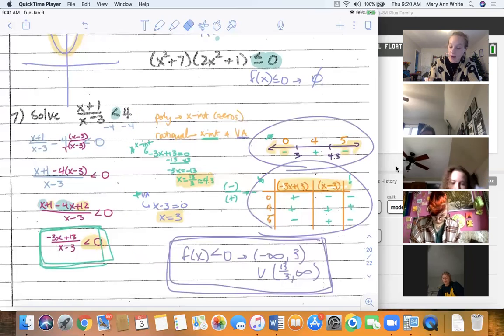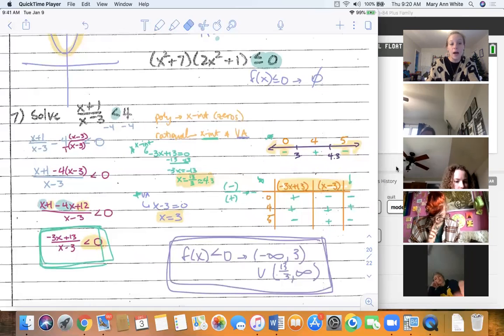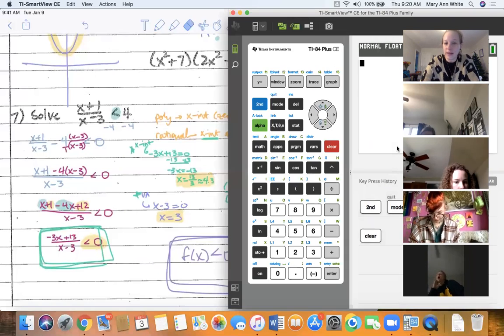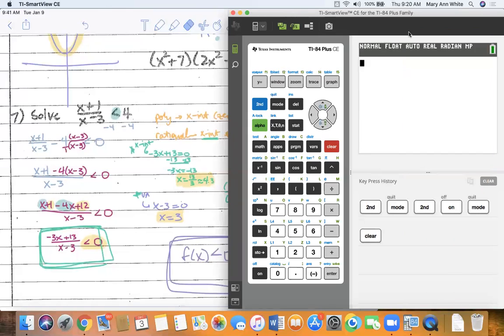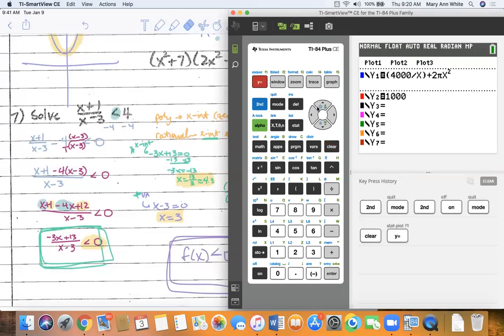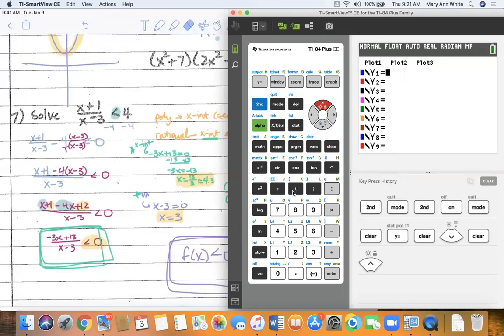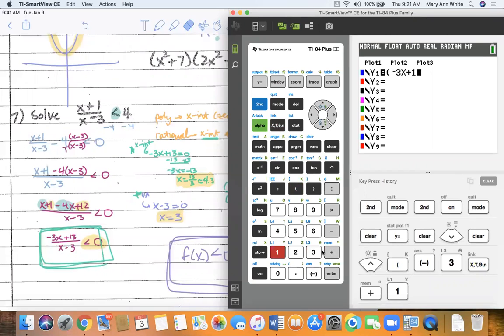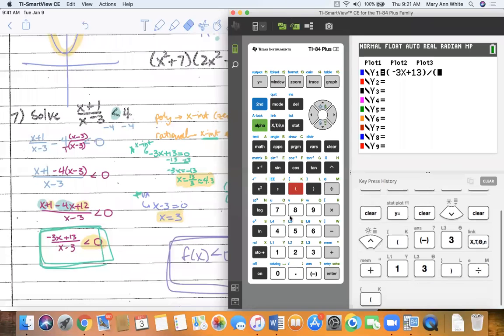If I say use a calculator, you can go directly there. But since this doesn't say that, we don't get to do that. So that's why I'm showing you all the steps. But I do want to prove my point with the calculator. So here's my calculator, and I'm going to put in this final equation. We at least should have gotten to that final equation if we were going to put it in the calculator. So I'm going to do negative 3x plus 13 divided by x minus 3.